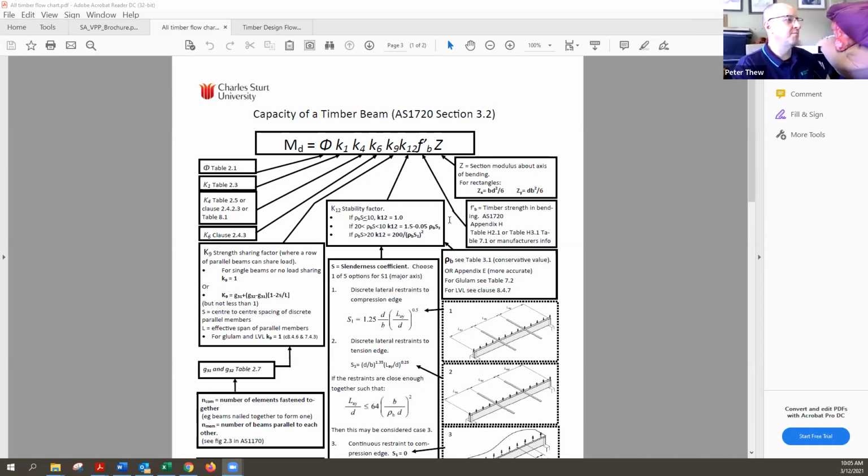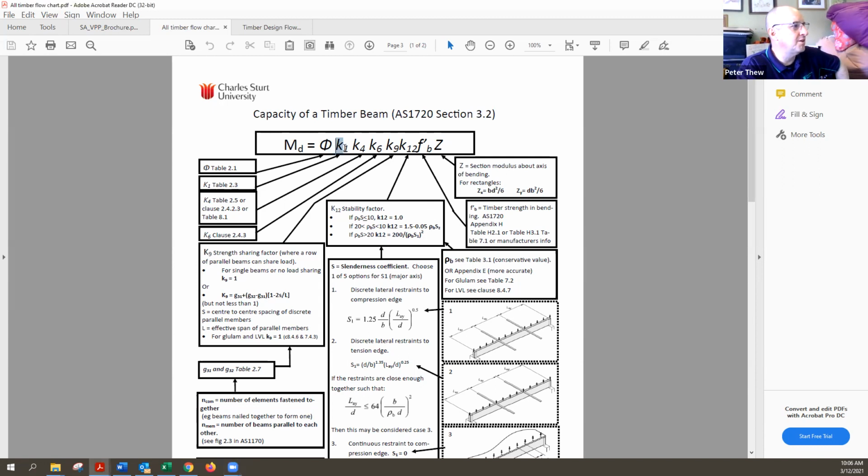So I'm going to share this screen. Can you guys see that? Yep. All right, so the capacity of a timber beam. There's a mistake here already. I can see there should be a phi right there. Phi MD is the capacity of the timber beam. There's the phi value, which is pretty straightforward.